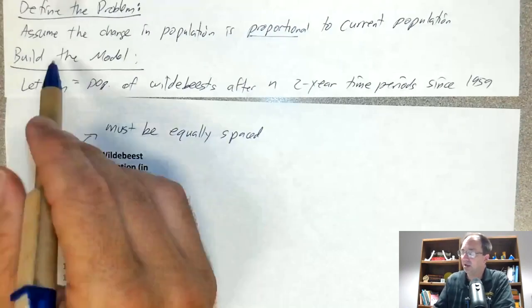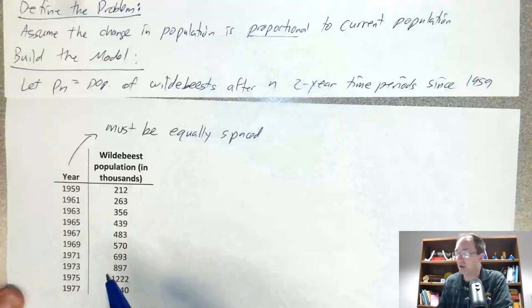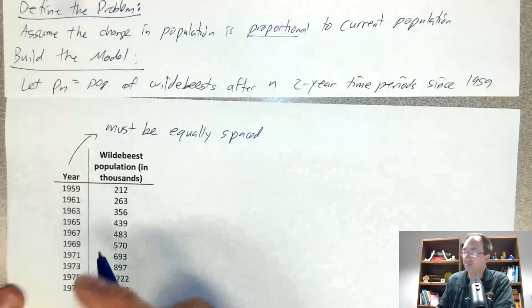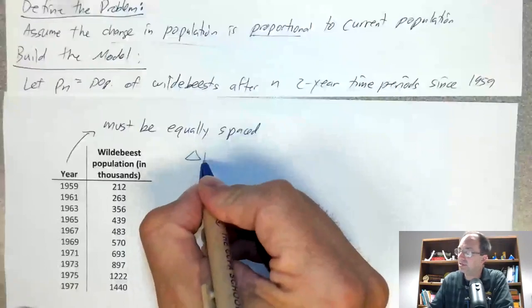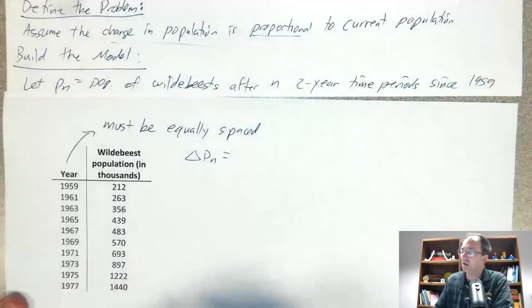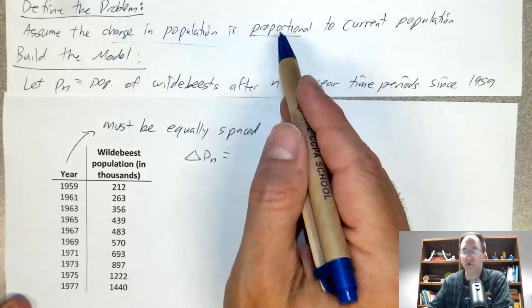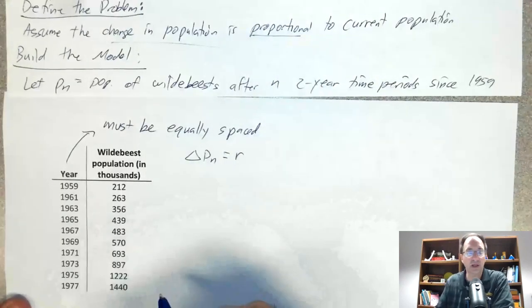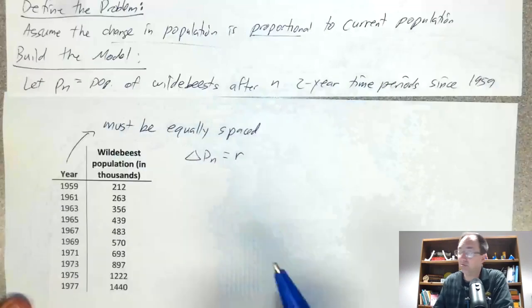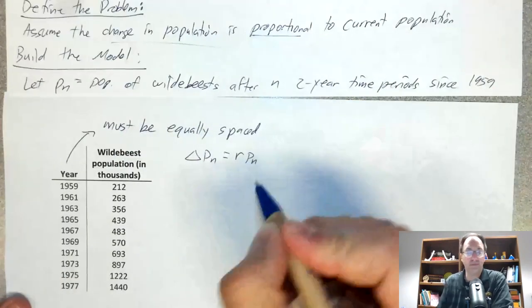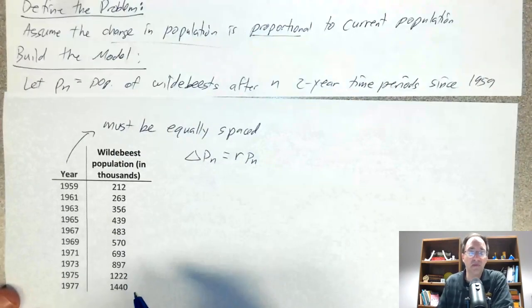Now we can convert our assumption into an actual model. As you'll recall from the previous section, change in population means that delta P sub n is going to be equal to something. Because it's proportional, we're going to have a proportionality constant, we'll call it R, times the current population, which is just P sub n. So this looks a lot like our bank account example from last section.